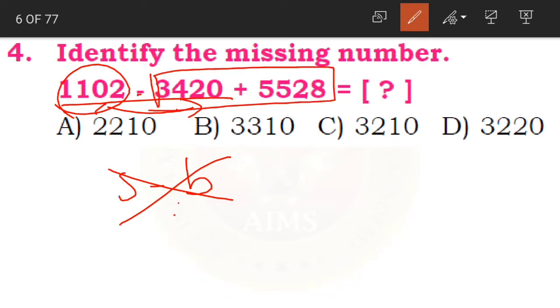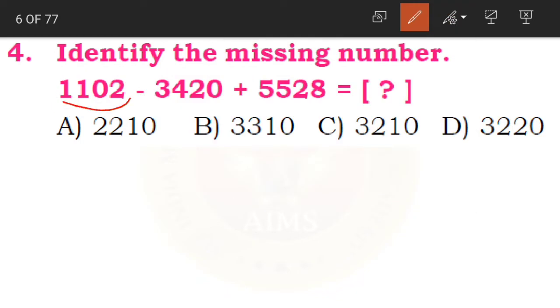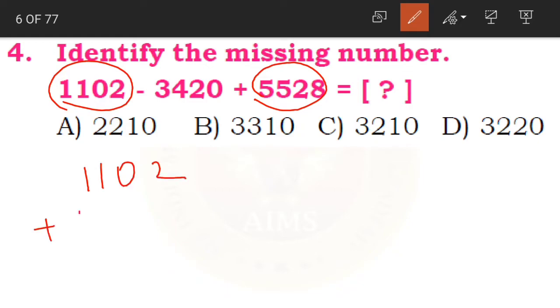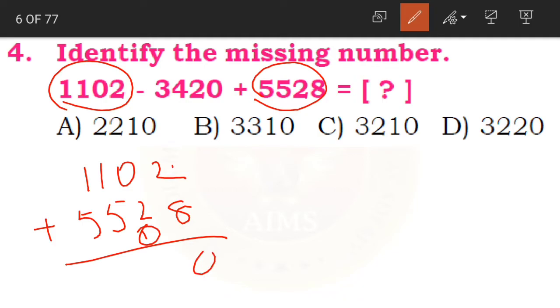We cannot do that. So what should we do again? If I add these two numbers, again this will become a bigger number. It will again remain small number minus big number. So what should we do? First we should add these two. 1102 plus 5528. Okay children, 2 plus 8 is 10. 0 plus 2 is 2. 2 plus 1 is 3. 1 plus 5 is 6. 1 plus 5 is 6. What answer did we get?